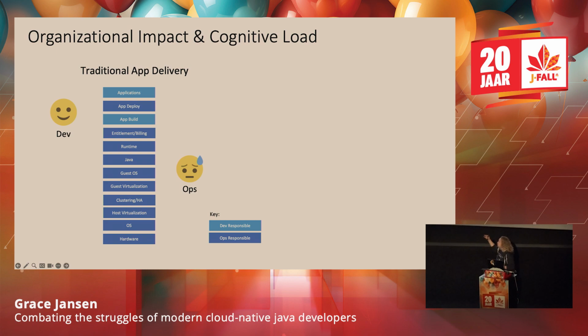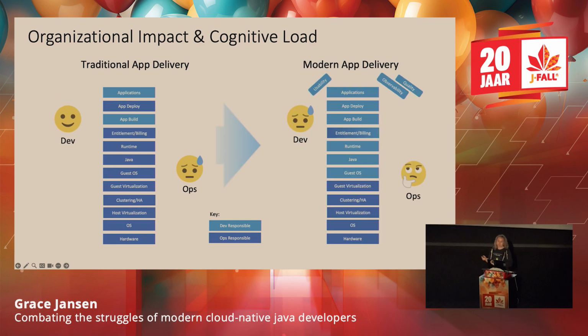So you can see the lighter blue is our dev responsibilities, and the darker blue is our ops team. Happy devs, not so happy ops, especially when we had this mentality of chucking it over the fence and they'll deal with it. So we've been moving gradually towards more of this style of app delivery. And what that means is that we've taken on more cognitive load as developers when it comes to the various different aspects of actually delivering an application.